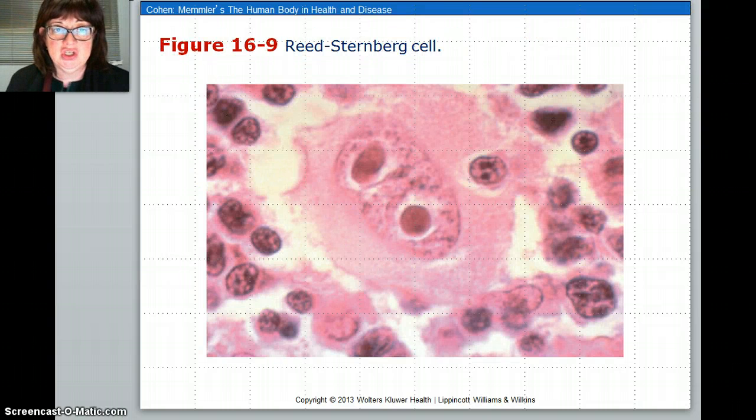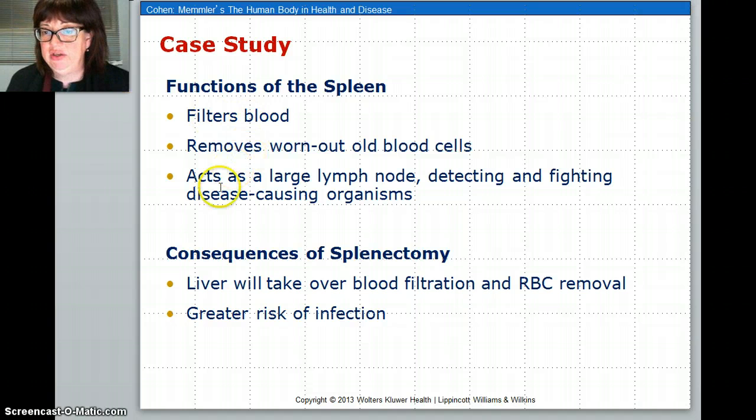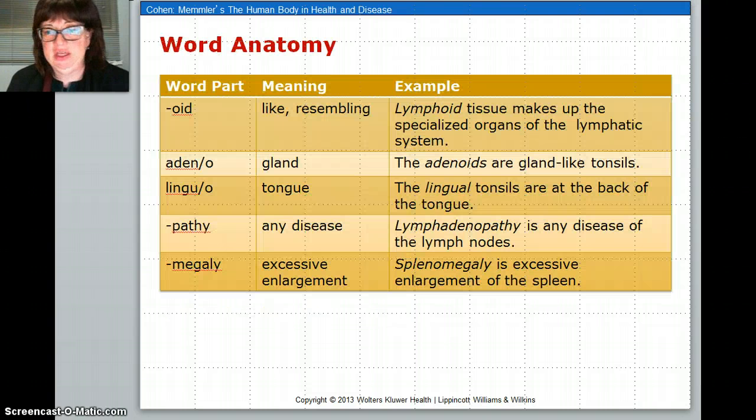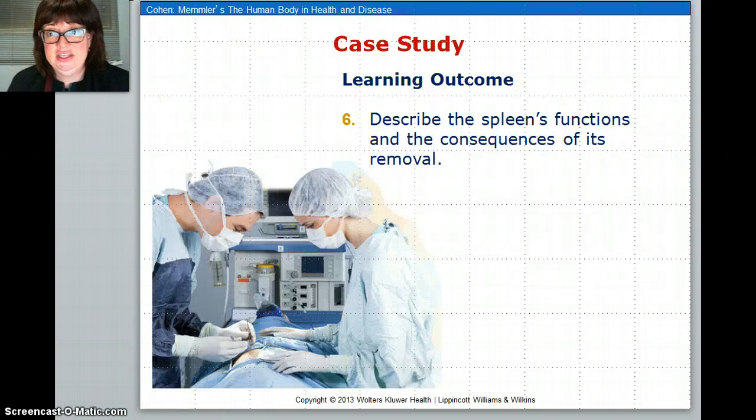That's pretty much all we need to know. That's enough for the spleen. Notice you have oid. It remembers, it's resembling. Adenoid is a gland. Lymphadenopathy is again a disease. Megaly is the enlargement of. And that is the end of chapter 15. So 16.